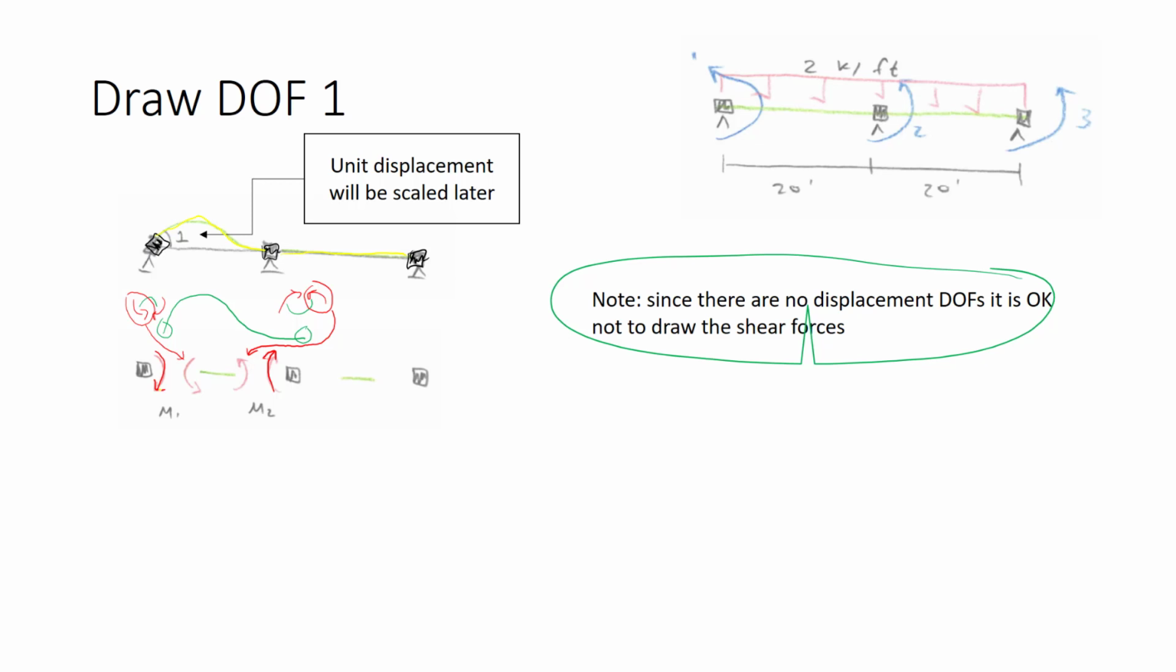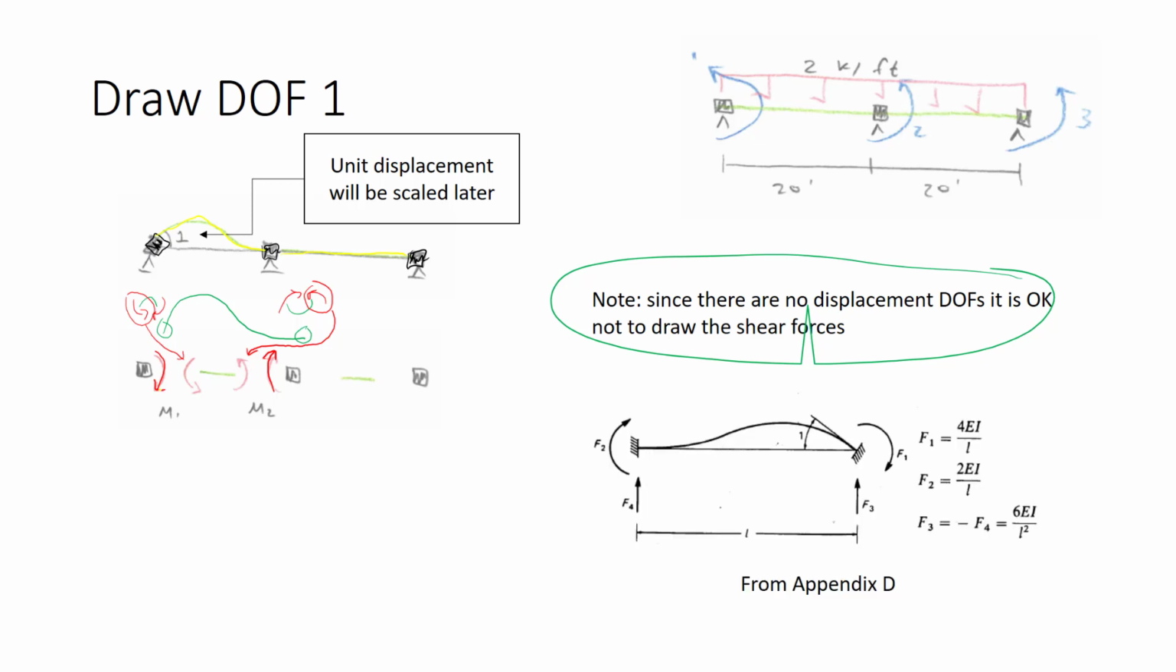Now, what are the values of these forces? Well, here's where we use Appendix D. If I look up Appendix D, this is the figure that I see. Now, the shape doesn't correspond exactly to the deformed shape that I've drawn. What's important to recognize is which is the end that has the unit rotation and which is the end that remains unrotated. So this term F1 corresponds to the end that has the unit rotation. This term F2 corresponds to the far end. That's why on this side, M1 is going to correspond to the 4EI over L, and M2, which is the far end, is going to correspond to the 2EI over L.